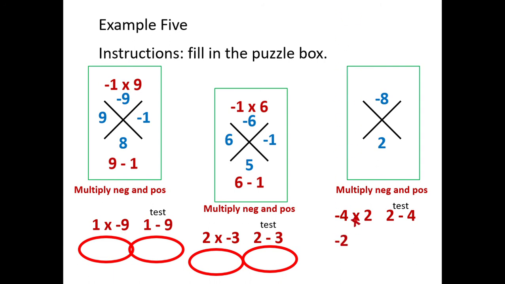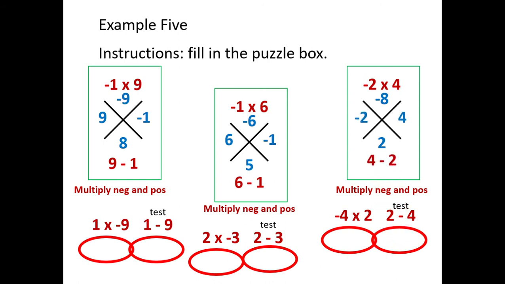So let's try -2 and +4. Well, that gives you the right answer on the top. 2 times 4 is 8, and negative times positive gives you negative. So -8 on the top, that's right. And what about when you add them? 4 minus 2 is in fact 2. So we got a winner. And our two numbers are 4 and -2.